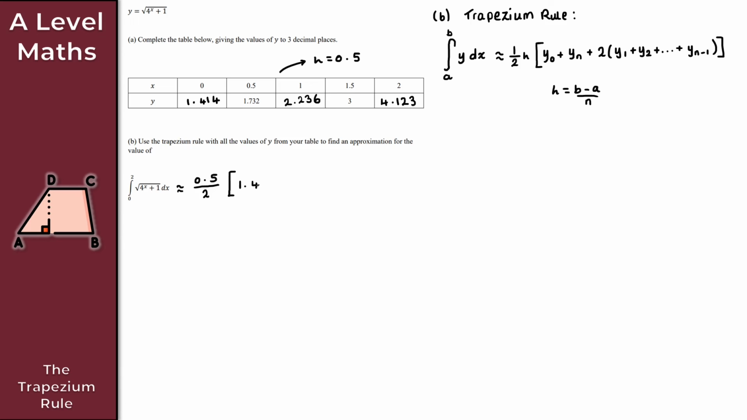So 1.414 plus our last y value, yn, which in this case is 4.123. And then we have plus 2 lots of everything else. So 2 lots of 1.732 here, like so, 2.236, and then finally our penultimate y value here, which is 3. Okay, like so.